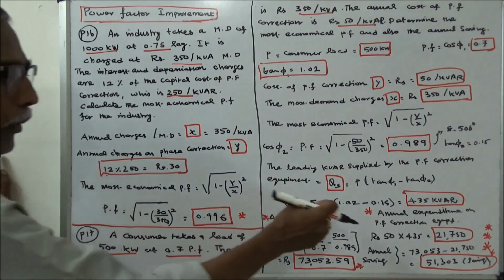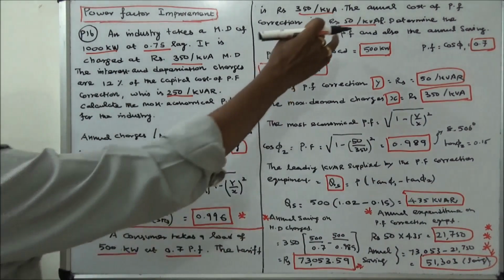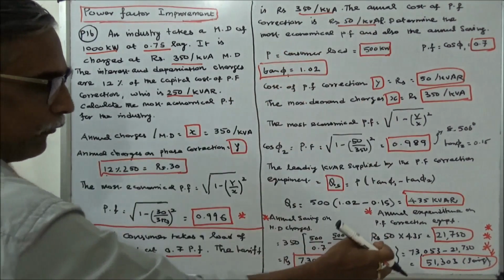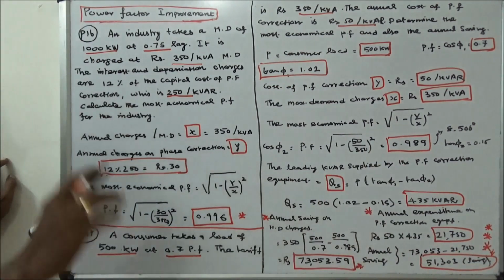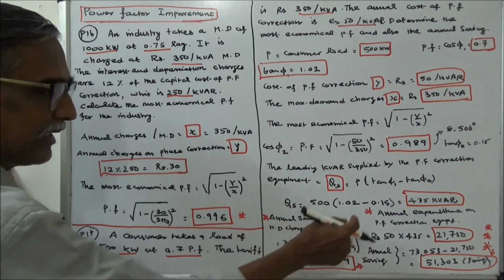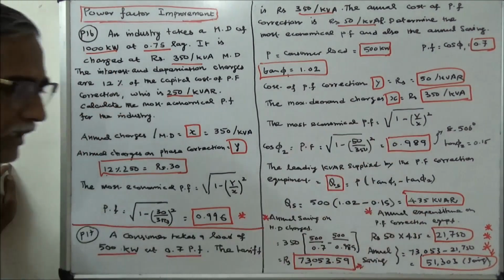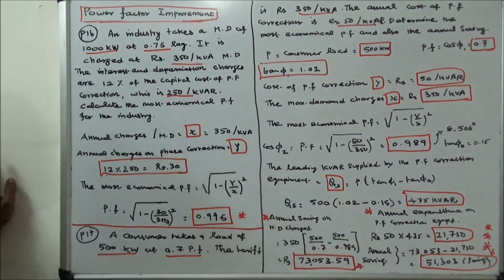Similarly, annual expenditure on power factor correction equipment. This is rupees 50 per kilovolt ampere reactive, 50 into 435, 21,750. So what is the annual saving? Annual saving on MD charges minus annual expenditure on power factor correction, that is equal to 51,303 rupees. Saving is 51,303.